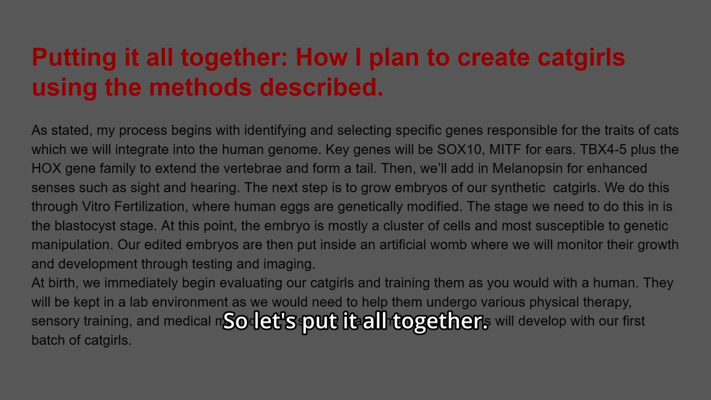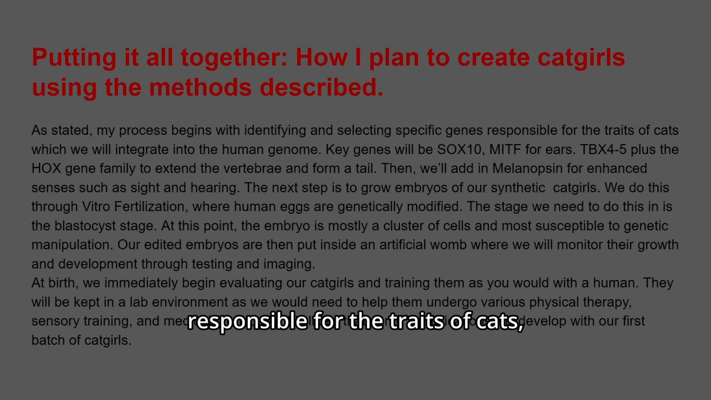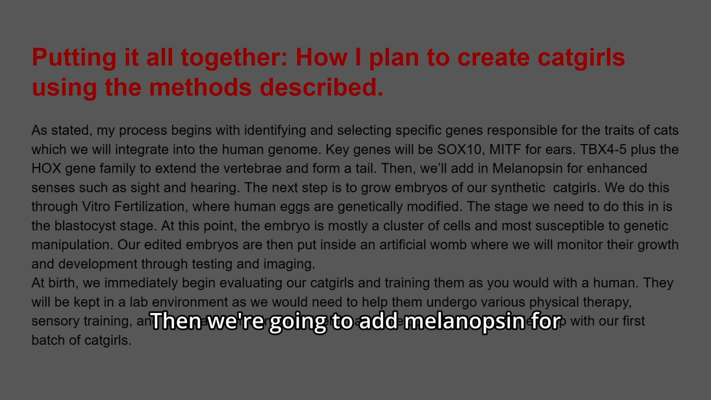So let's put it all together. This is how I plan to create catgirls using the methods described. As stated, my process begins with identifying and selecting specific genes responsible for the traits of cats, which we will integrate into the human genome. Key genes will be the SOX10, MITF for ears. The TBX4 to 5 plus the HOX gene family would extend the vertebrae and form a tail. Then we're going to add melanopsin for the enhanced senses such as sight and hearing.